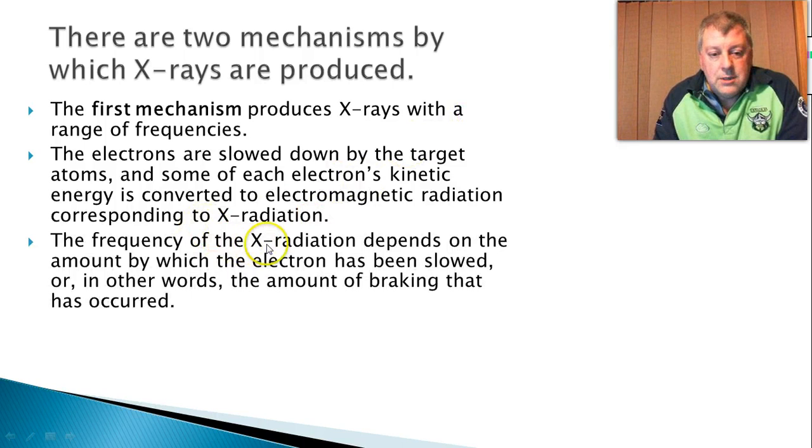The frequency of the X-radiation depends on the amount by which the electron has been slowed. In other words, the amount of braking that has occurred. X-ray machine operators can actually change the accelerating voltage to work out whether or not they want soft or hard X-rays being given off by the tungsten, depending on the need.